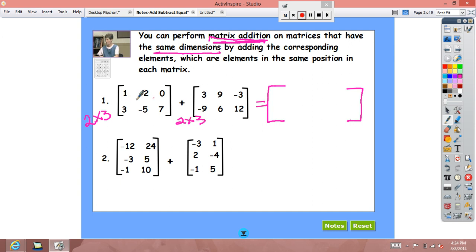So since in here is an addition, 1 plus 3 gives me 4. And I'm going to go along the row. Negative 2 plus 9 gives me 7. 0 plus negative 3 gives me negative 3. 3 plus negative 9 gives me negative 6. Negative 5 plus 6 gives me 1. 7 plus 12, 19. And that's my answer. It's pretty simple. Alright, so if you want more practice, try this one on your own, and then we can talk about that tomorrow in class.